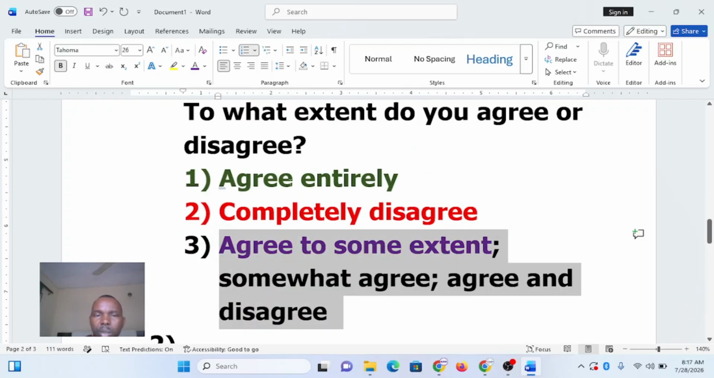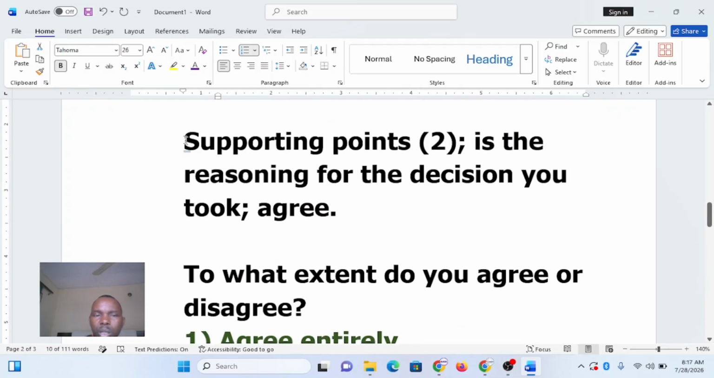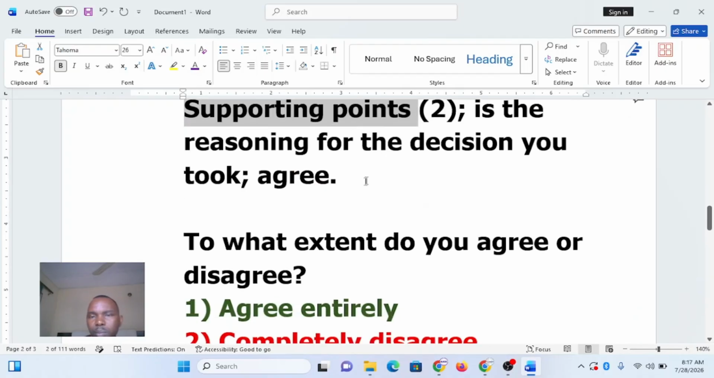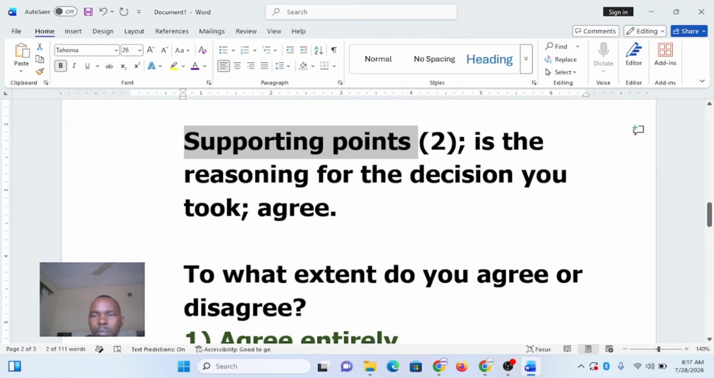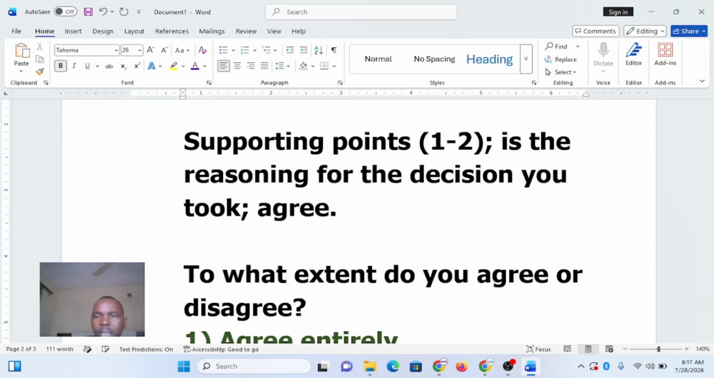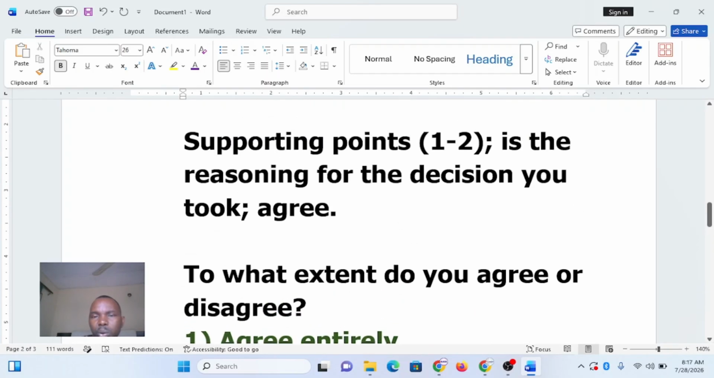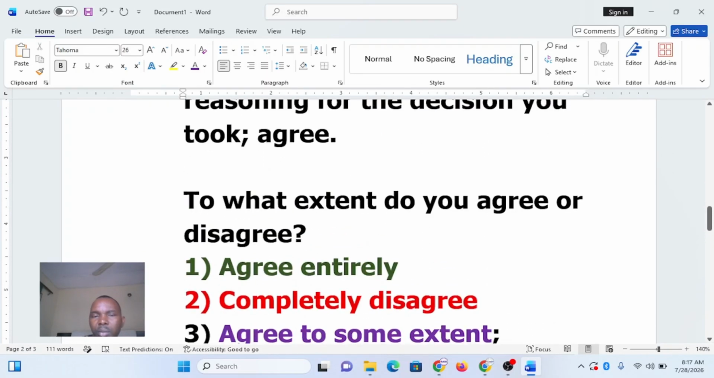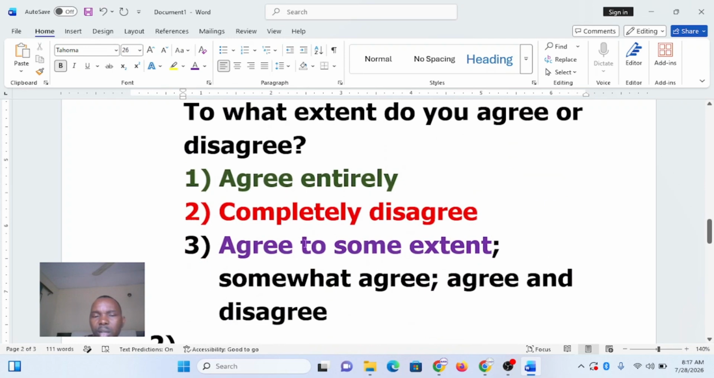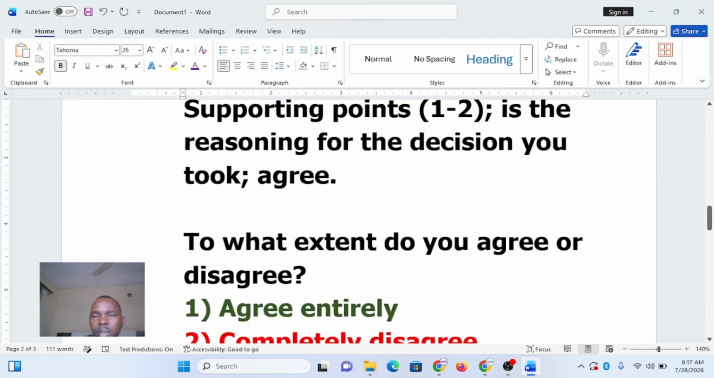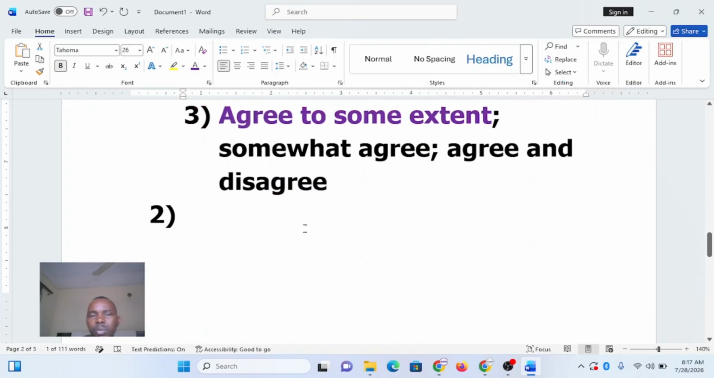But whichever one you take, the next major thing you do is to write out your supporting points. And I said that the supporting points should be between 1 to 2, and it is the reason for the decision you took. If you disagree, write out 2 points why you disagree. If you agree, write out 2 points why you agree. If you agree to some extent, 1 point will be on agree, the second point will be on disagree, because in this case you are going to write on both of them.